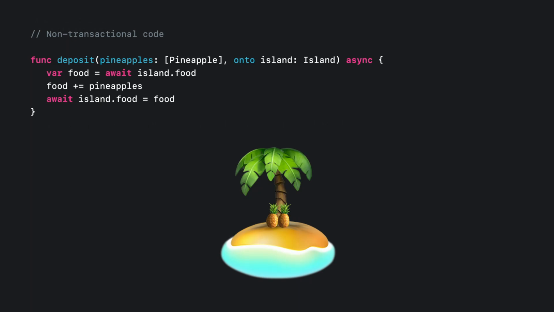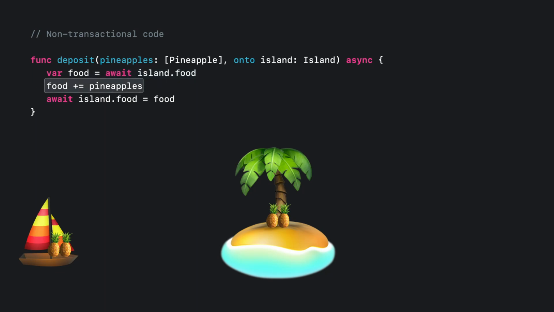Here we have a function that intends to deposit some additional pineapples on an island. It's outside of an actor, so it's non-isolated async code. That means it runs out here in the open sea. It's been given some pineapples and a map to the island where it should deposit those pineapples. The first interesting operation here gets a copy of the food array from the island. To do that, the boat needs to visit the island, signaled by the await keyword.